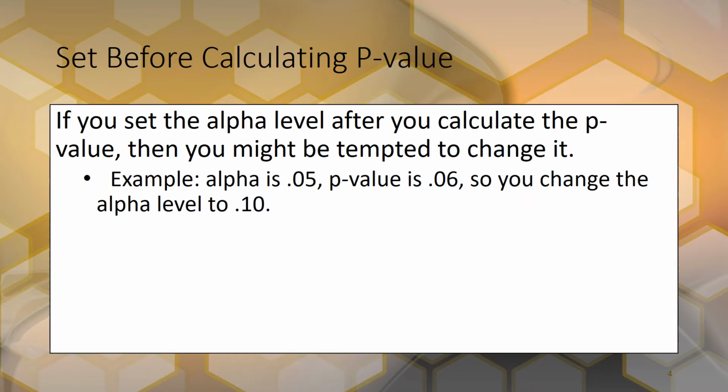And you want to make sure you set it before calculating the p-value. If you set an alpha level after you calculate the p-value, then you might be tempted to change it. You might be tempted to cheat. So for example, if your alpha level is 0.05, you find your p-value to be 0.06, so you change it later to 0.10, right? The alpha level is somewhat arbitrary. You want it to be a small value, but what actual value you set it at is a little bit arbitrary. So you can kind of cheat, but you don't want to cheat. You want to set it before you calculate your p-value.